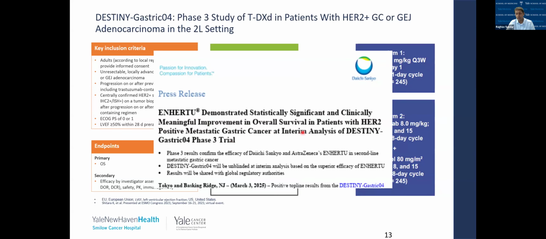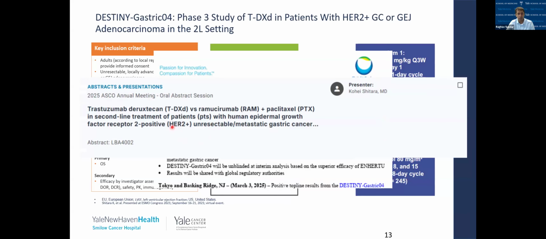And this actually had a press release that announced that this study met its primary endpoint for overall survival, suggesting that trastuzumab deruxtecan did demonstrate an overall survival benefit over paclitaxel and ramucirumab. And this is actually going to be presented as an oral abstract at ASCO in a couple of months. And we're looking forward to hearing these data. And this will be practice reaffirming in the United States, where we are very often using trastuzumab deruxtecan in second line. One of the take-home messages from this trial would be the concept of potentially looking to rebiopsy patients and confirm the HER2 positivity status before treating these patients with another HER2 targeted therapy.